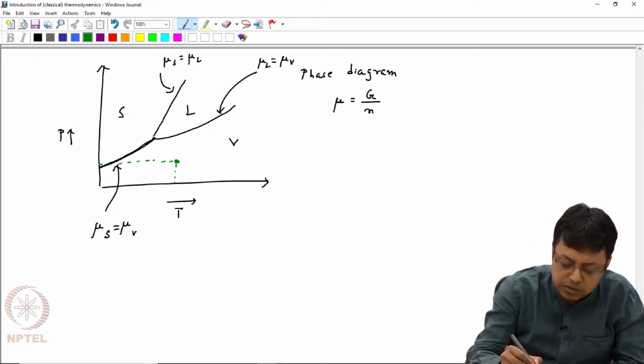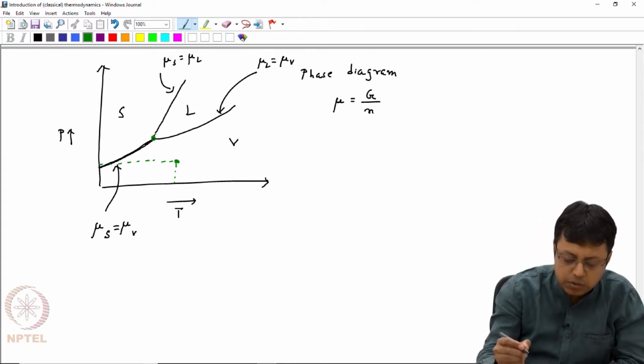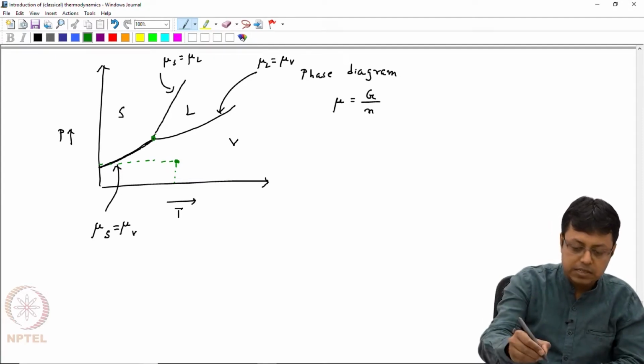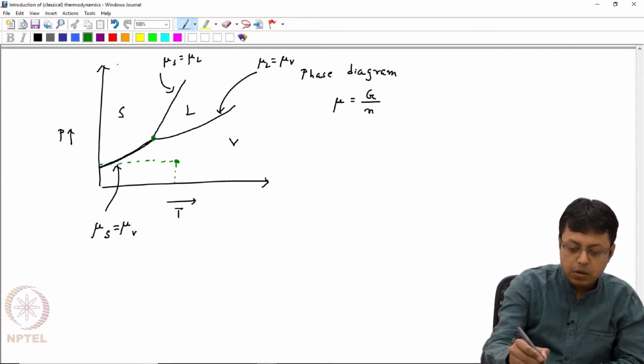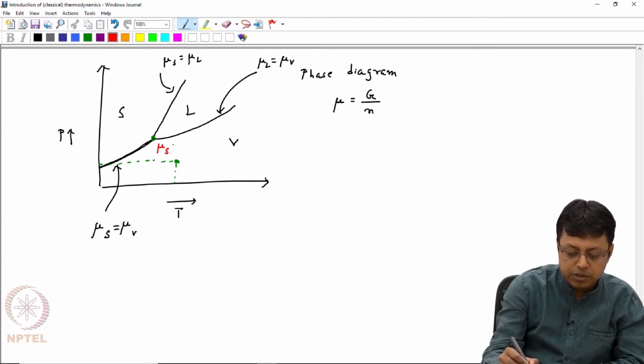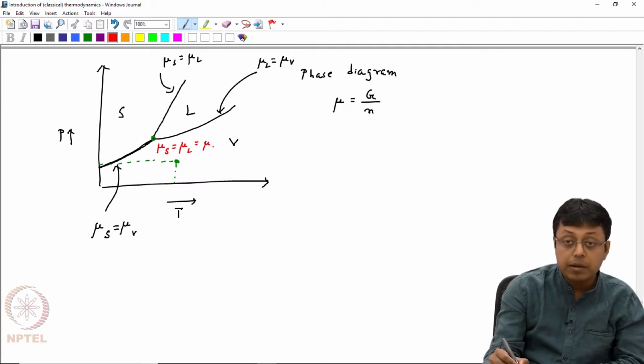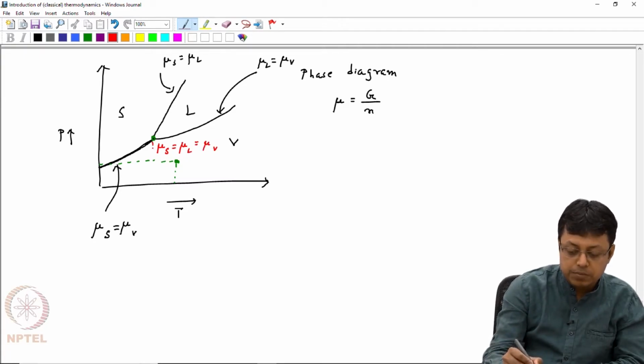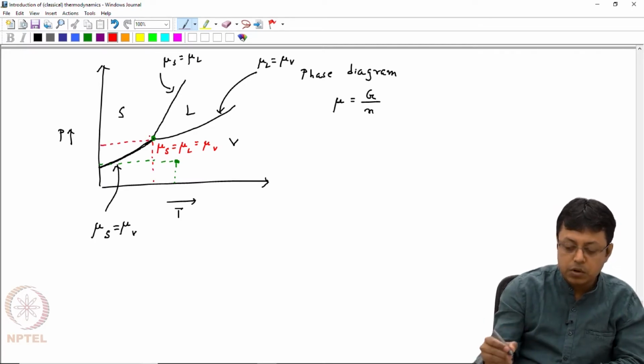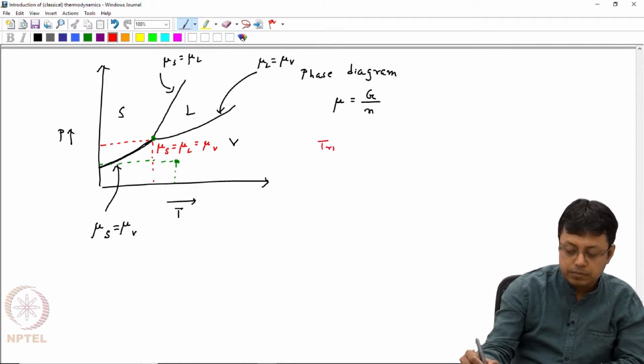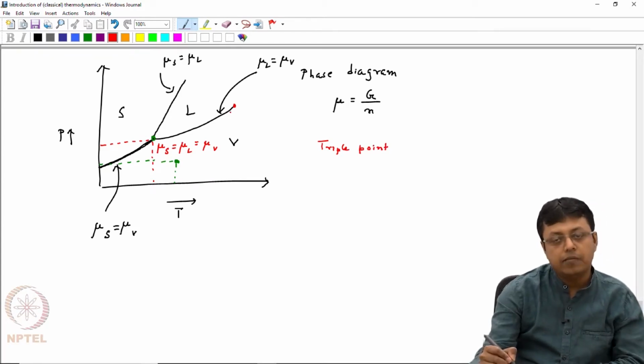Now we see that these three lines are meeting at a point, which means at this point all three phases are in equilibrium, meaning we have a very interesting condition here: the chemical potential of the solid is identical to the chemical potential of the liquid, which is also identical to the chemical potential of the vapor. This pressure-temperature combination where the three phases coexist, we call a triple point. Similarly, there is the point up to which the liquid-vapor phase exists.